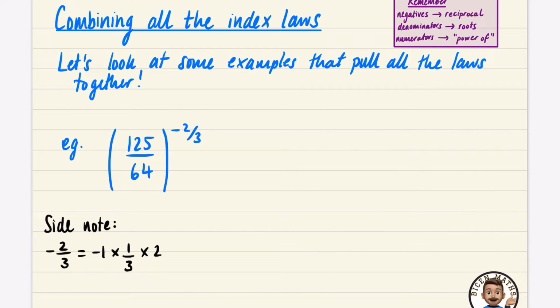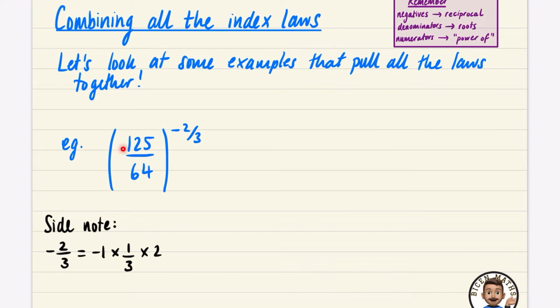Okay, so in this video we're going to be combining all of the index laws together to answer questions that look like this. So let's look at some examples that pull all of these laws into one sort of question and see how it goes. Now if you haven't watched the previous ones of this playlist you might find this a little bit confusing, so let's see how it goes.